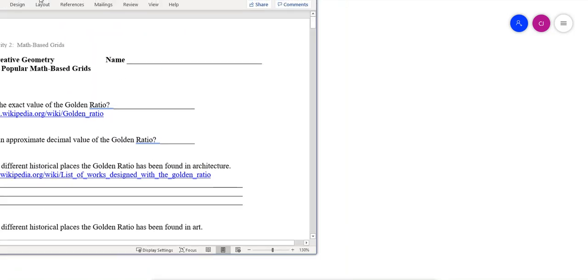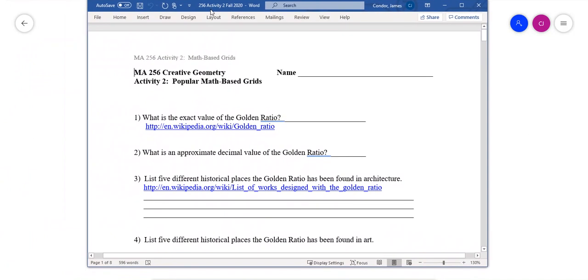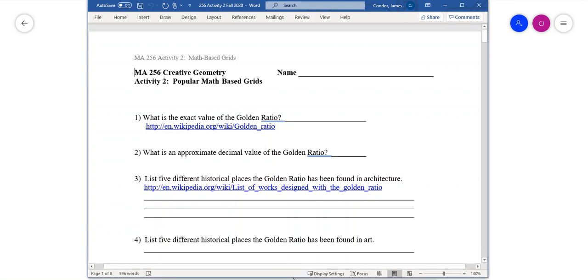Hi, class. I want to talk about activity two. If you go to Canvas and open up activity two, you'll see the file. This is our second topic of the course, and it's on using grids. You guys are familiar with that, but we're going to talk more about math-based grids.